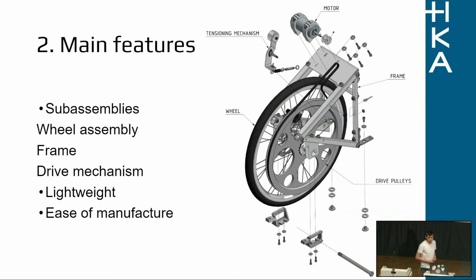The main features of this design were to design all the sub-components, the parts, and the sub-assemblies, like the wheel assembly, the frame, and the drive mechanism itself. The most important point was to keep it very light, because it has to be very efficient, but it also has to be very easy to manufacture and assemble, because students will be working on this car.